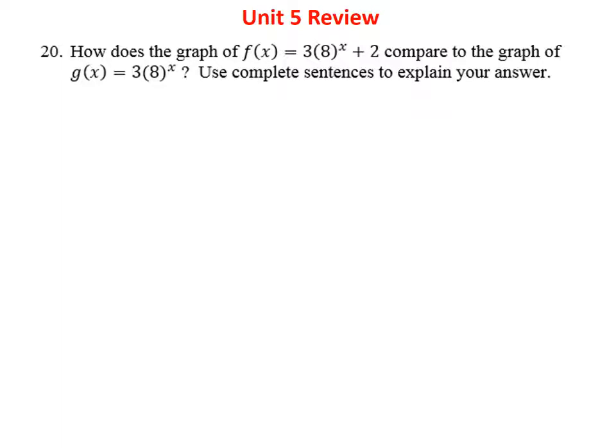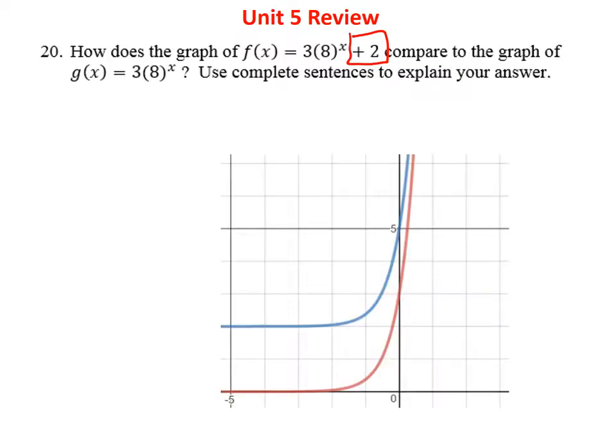Problem 20 asks us, how does the graph of f of x, which equals 3 times 8 to the x power plus 2, compare to the graph of g of x, which equals just 3 times 8 to the x? Notice the real difference here is that f of x has added plus 2. Otherwise, they're the same. Let me show you first on Desmos what that looks like. You remember Desmos is the program that we can go on, and it allows us to type in a function and see what the graph actually looks like.